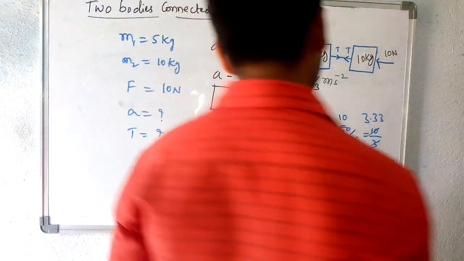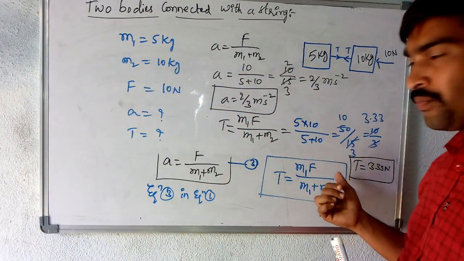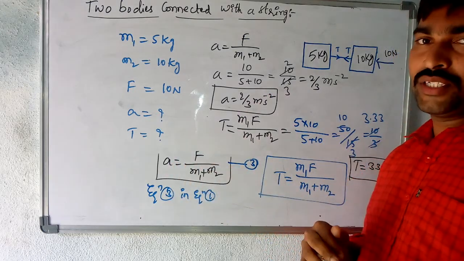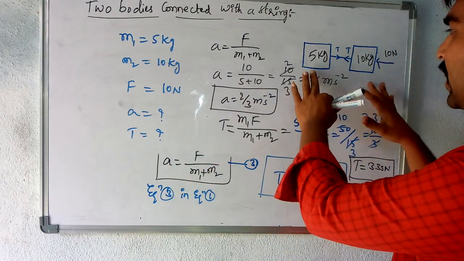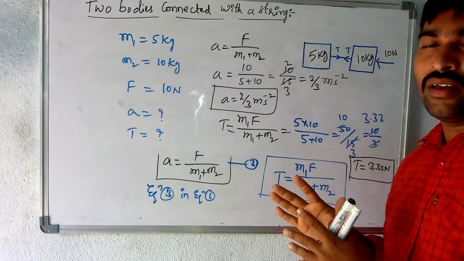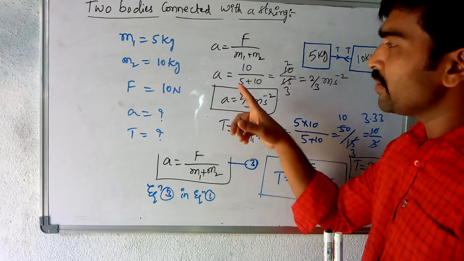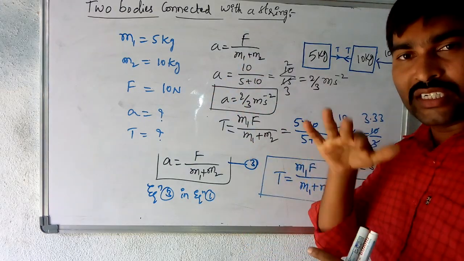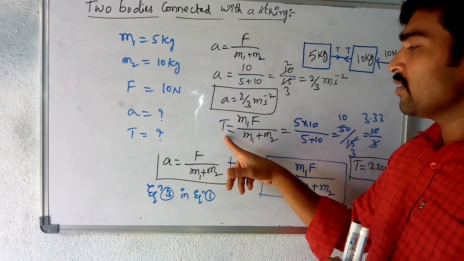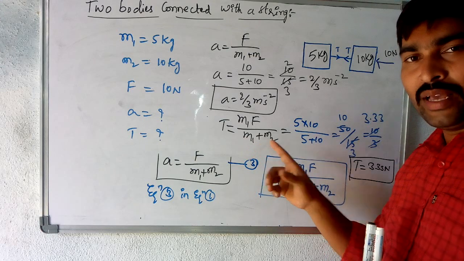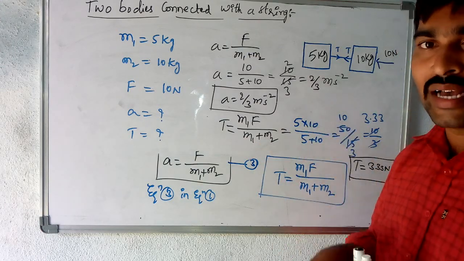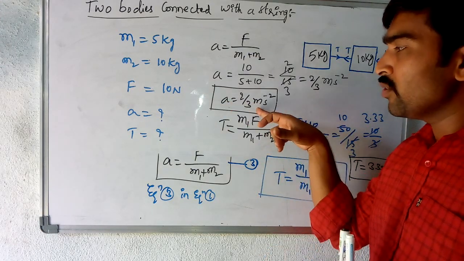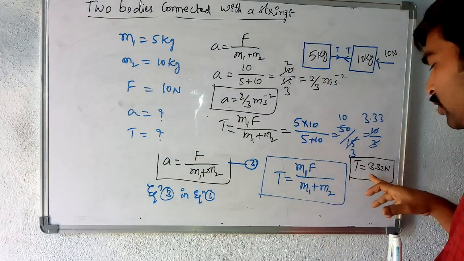By using this formula, we will get the tensional force value and also the acceleration formula. 5 kg, 10 kg, it is connected with a string. What is the acceleration? In that case, we are using A is equal to F by M1 plus M2. And what is the tensional force of your body? T is equal to M1F by M1 plus M2. By using these formulas, we will get the acceleration value and tensional force value.